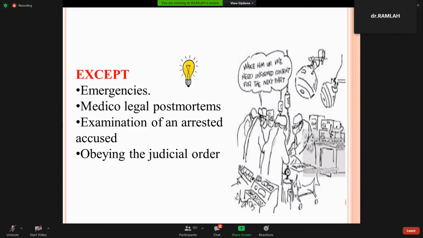Examination of the arrested accused. I'm talking about the accused. If he's not accused, then the consent is important. Okay? If you are going to examine him, then again you look for consent. But if he's accused, already charged for something, and the court wants you to examine him, then there is no need to ask for any kind of consent, you are obeying the judicial order.